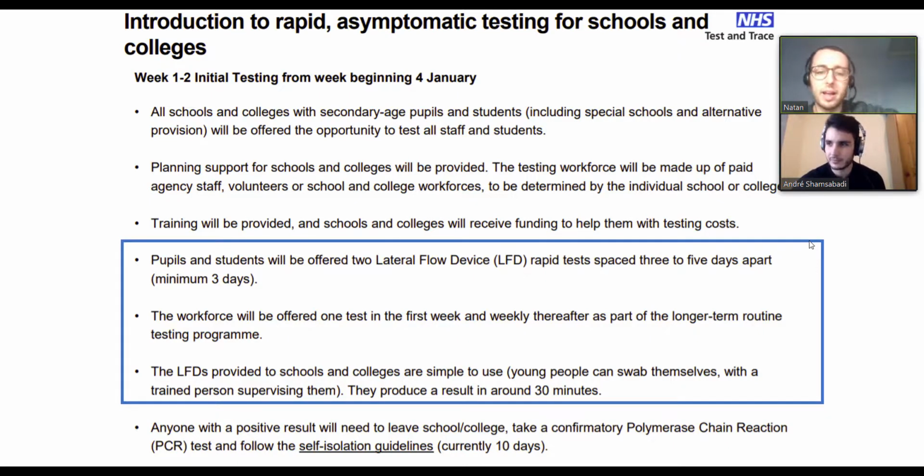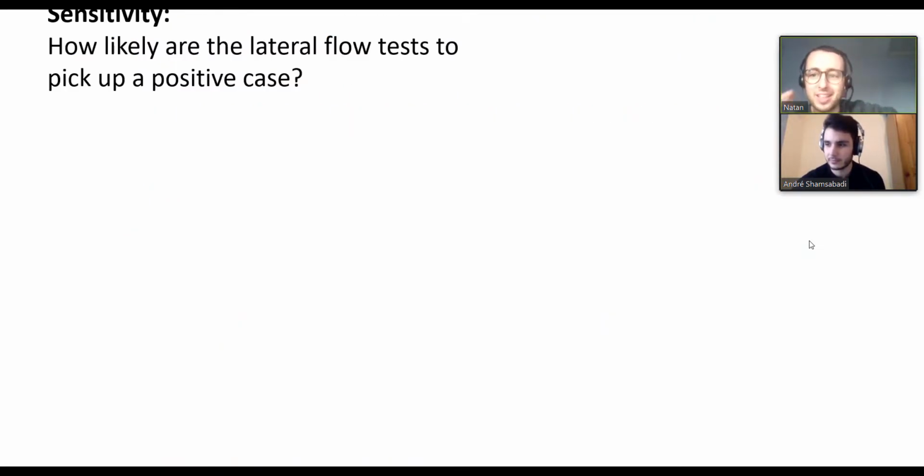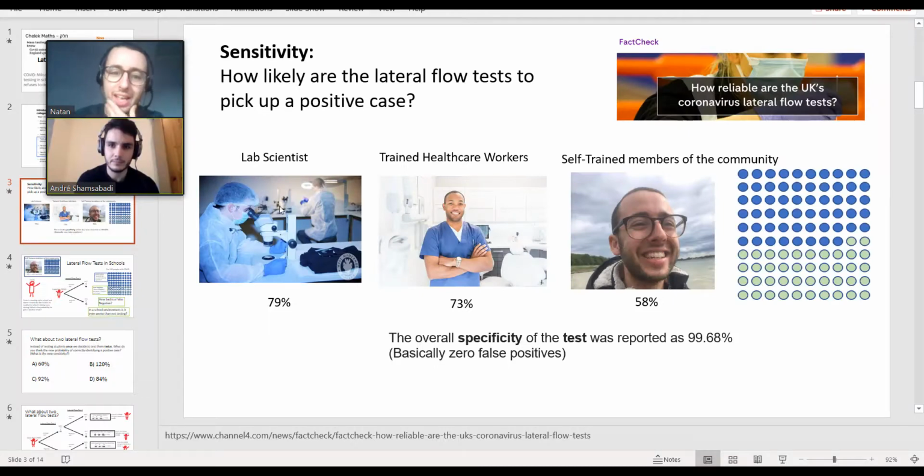Cool. Okay, so the key thing that we want to talk about is how sensitive these lateral flow tests are, how likely they are to pick up a positive case. Because that's the important thing. How likely is it to actually pick it up, especially in some asymptomatic cases? The key thing is that there are 3 different people, in my eyes, that might be doing these tests.